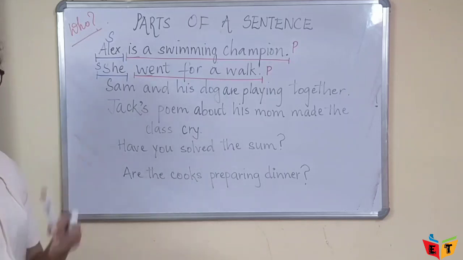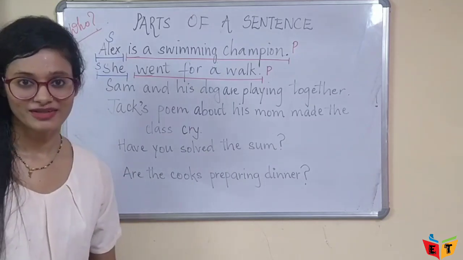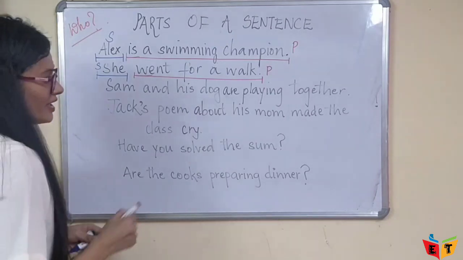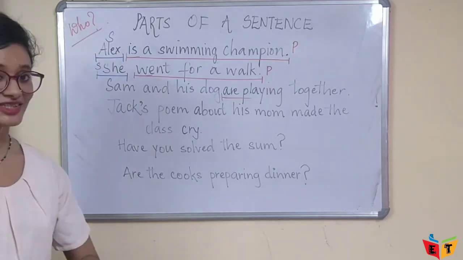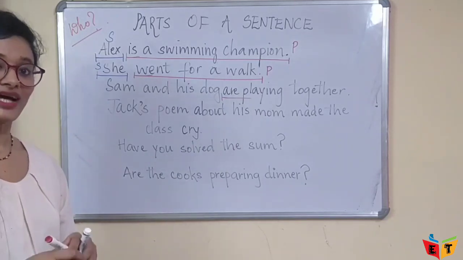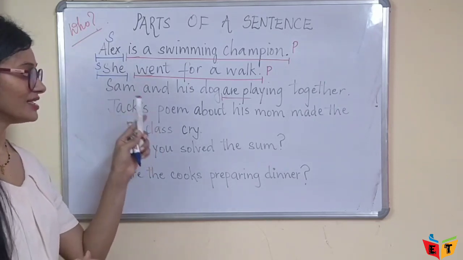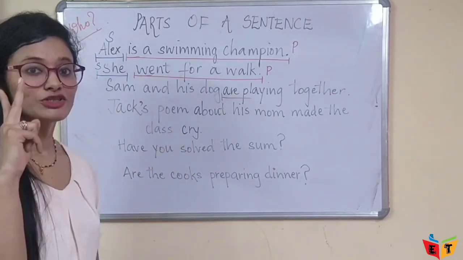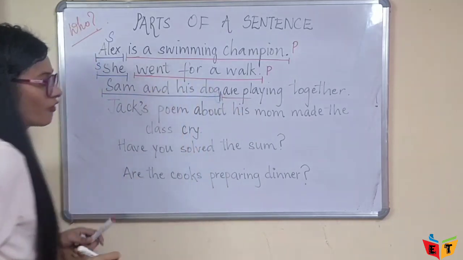Okay. Now let's see the next example. Sam and his dog are playing together. Let's find out the verb here. And the verb is are playing. Right. So now let's ask the question who before the verb. So who are playing together? The answer that we get for this question is Sam and his dog. So we do not have just one noun here but two nouns, which is Sam and his dog.